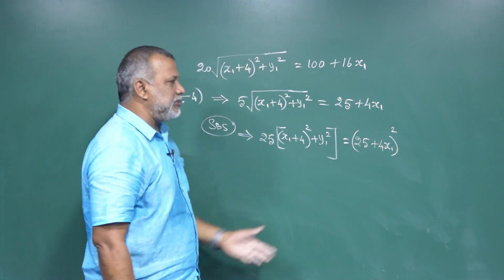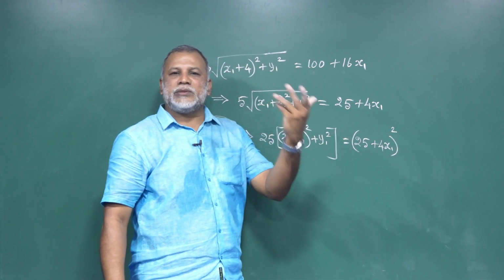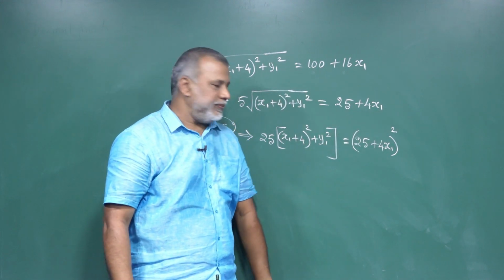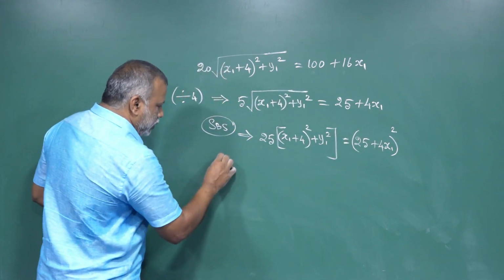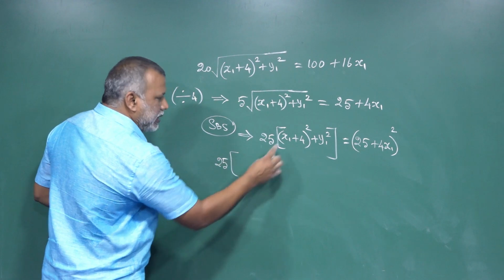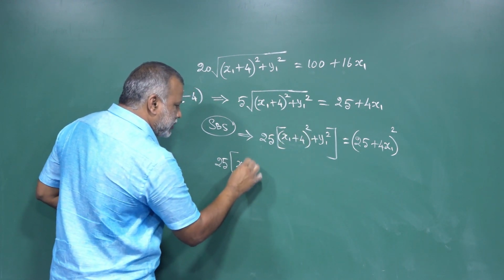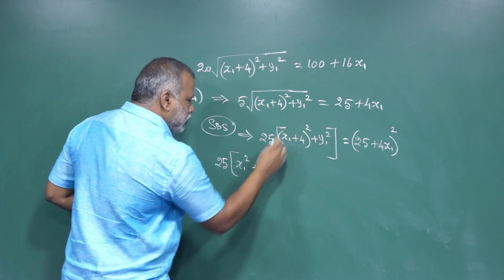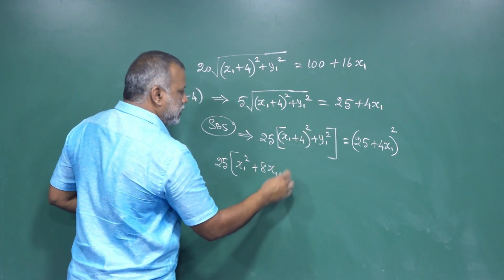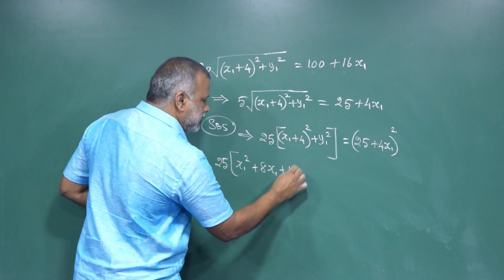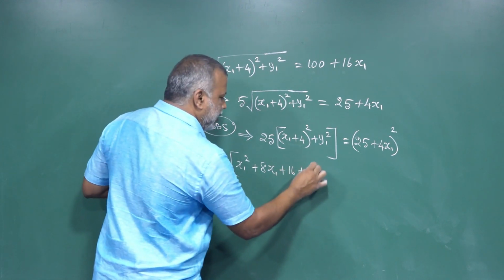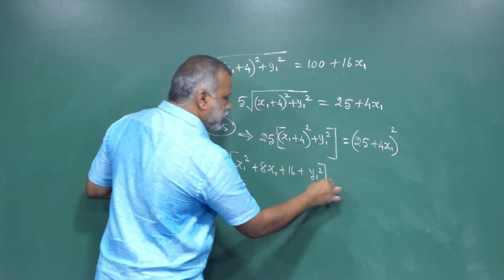So squaring both sides, we are able to square in the a plus b whole square formation only. Now we can simplify. Now we can expand this one, a plus b the whole square. So x1 squared plus 4 into 2, 8x1. Then this 4 becomes 16. Again, already you are having one more y1 squared.